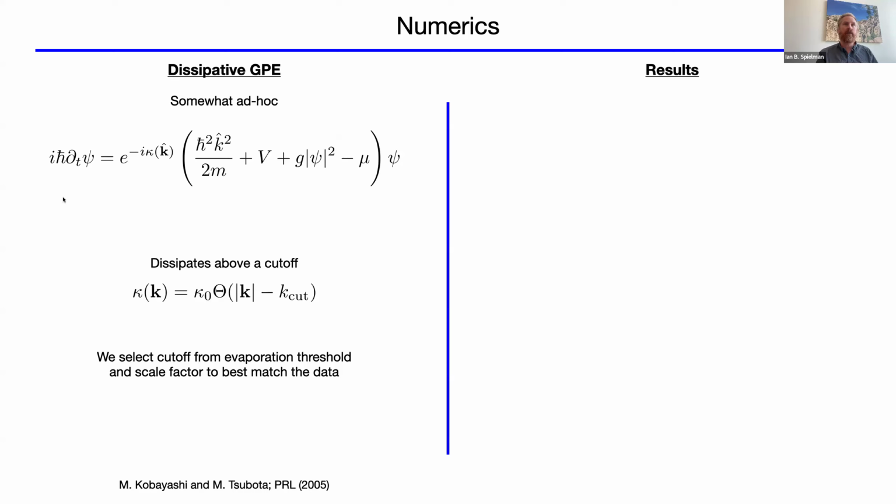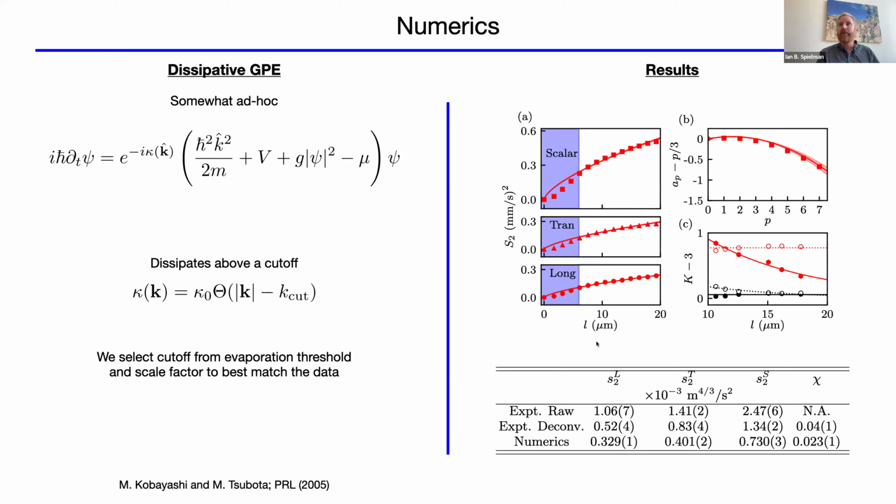Inspired by the literature, we performed a dissipative GPE simulation that adds an essentially ad hoc dissipation term to the Gross-Pitaevskii equation that introduces dissipation above a cutoff. Now, in our systems, we do have a physical cutoff, which is the energy above which evaporation occurs, but there's an additional completely empirical dissipation rate. We follow this modeling procedure. We introduce a dissipation rate that makes the simulations most consistent with experiment and obtain these results.